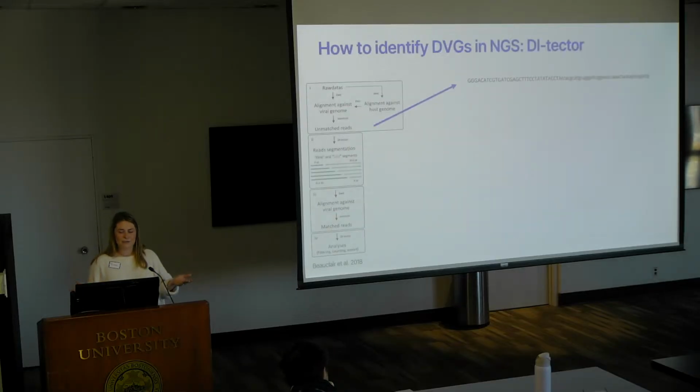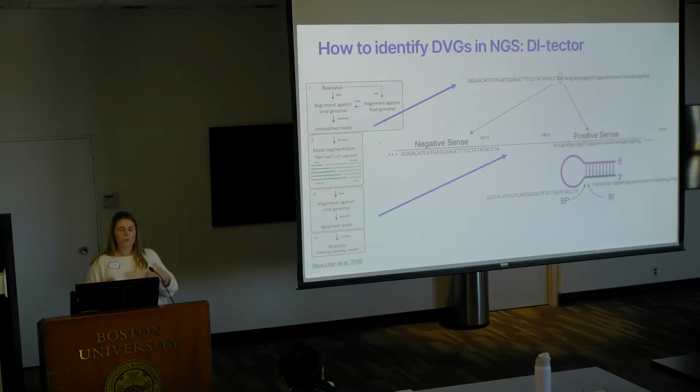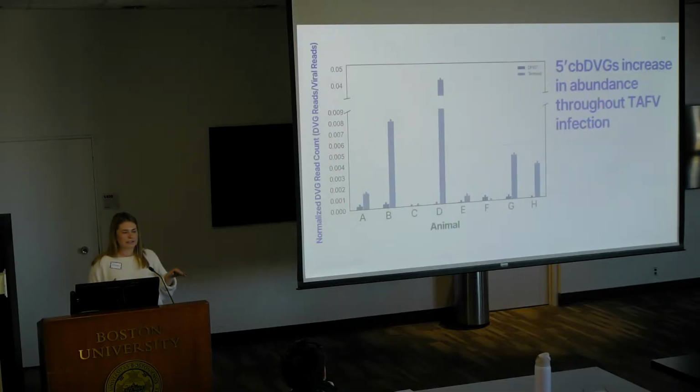And then I use a tool called DI Tector, which takes those unmatched reads and iteratively segments them and realigns those pieces to the viral reference genome until it gets a best mapped pair. Based off of where those pairs are and the sense of the fragments, we can tell what type of defective viral genome is present and its breakpoint and reinitiation site. And this gives you a unique DVG species. And so when I put my typhorus virus data into DI Tector, I saw that overall coverage increased, the abundance of 5' copyback DVGs increased throughout the course of infection, which was really cool.